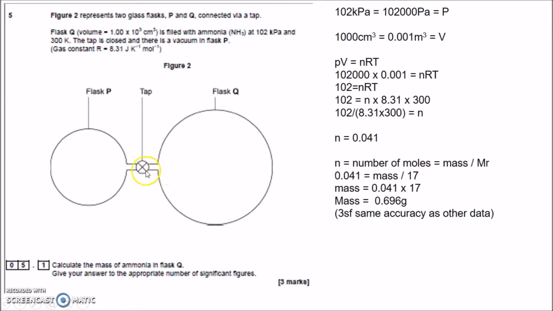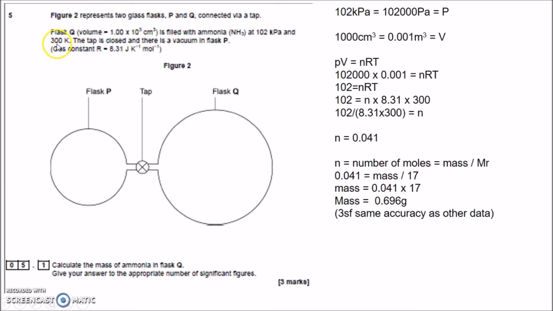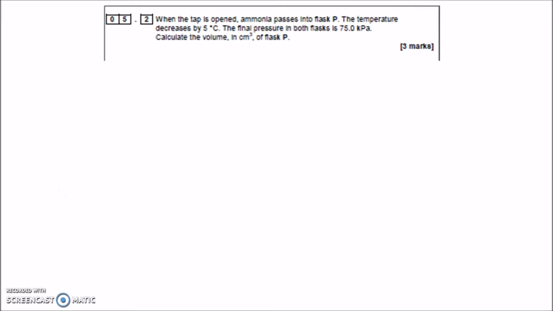Okay. The next part of the question. When the tap is opened, ammonia passes into flask P. So it's going from here through the tap into flask P. So I've now just increased the volume. The temperature decreases by 5 degrees C. So now instead of the temperature being 300 Kelvin, every time I come down by a degree C, I come down by 1 Kelvin. Every time I go up or down by a certain number of degrees C, the number of Kelvin changes by the same amount. The only difference is that to turn degrees C into Kelvin, you need to add on 273. So my new temperature is 295 Kelvin. The final pressure is 75.0 kilopascals. To get that into pascals, I would multiply by 1,000, so that's 75,000 pascals.